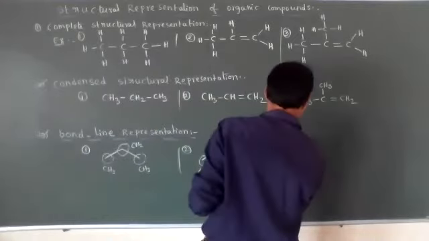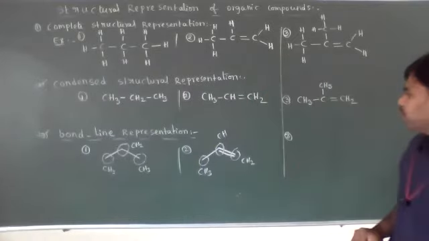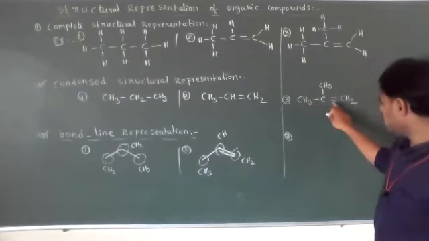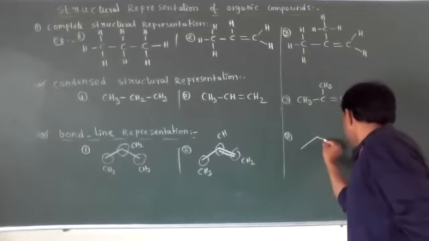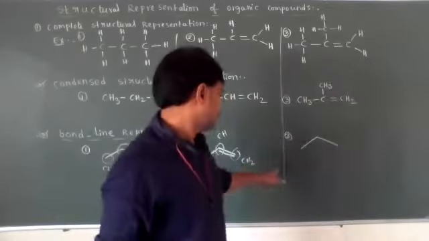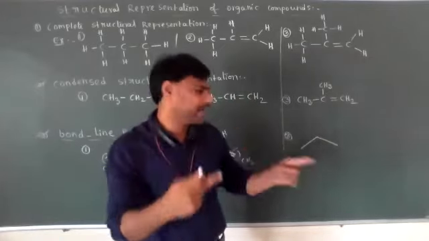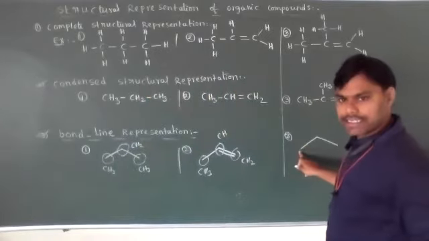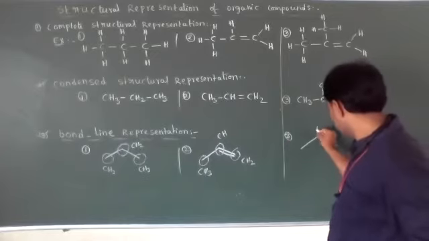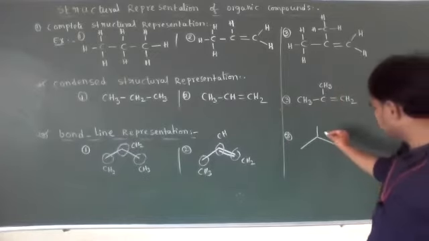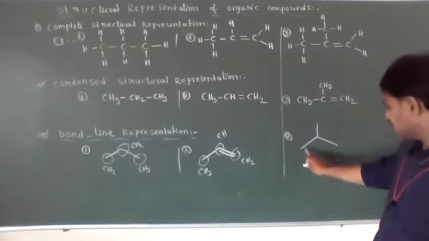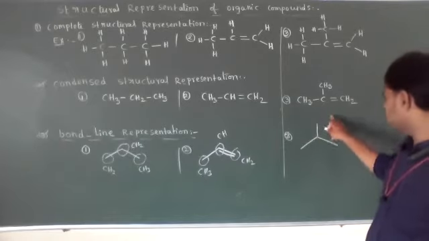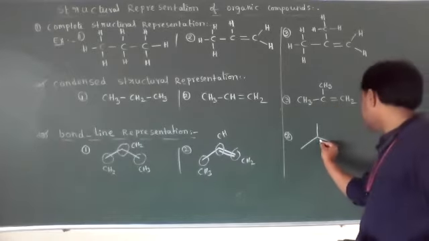Now the same, how to represent the bond line representation? CH3 bond means 1, 2, 3. First you draw two lines, connected, then a total of 3 carbons will come. Now this is CH3, and the middle carbon has one more CH3 present, so you draw one single line. It indicates CH3, CH3, CH3. Then this is a CH, but one end carbon has a double bond.